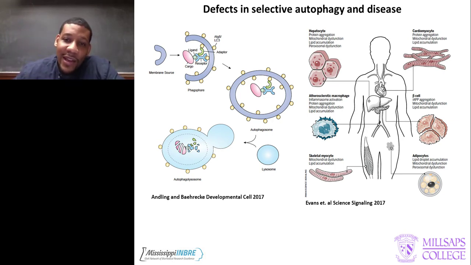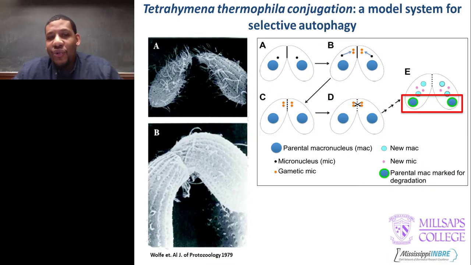And it turns out that selective autophagy has been associated with a number of cardiometabolic diseases. And as I said, Millsaps College is in Jackson, Mississippi, and understanding how metabolism is regulated is something that's really important to this state, as we have a population that's really affected by things such as obesity and diabetes. And so really understanding selective autophagy is important to us in this state. Okay, so as you might imagine, we can use Tetrahymena to study this specific problem as well.